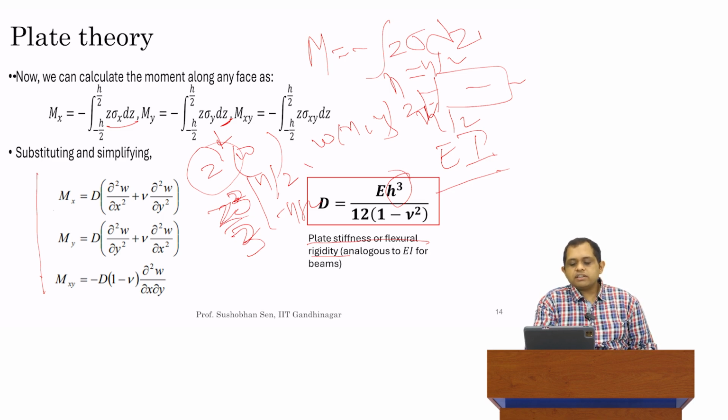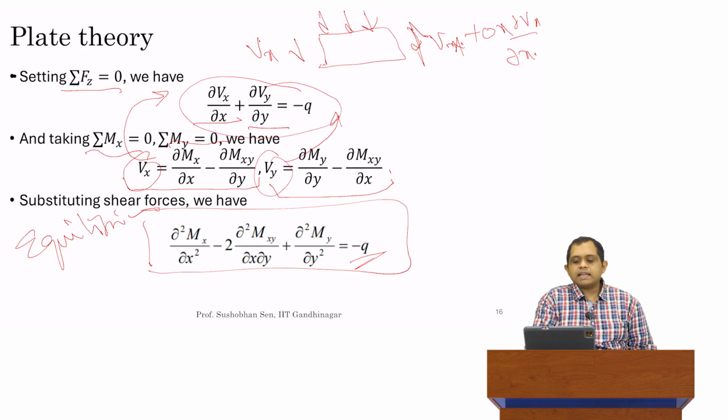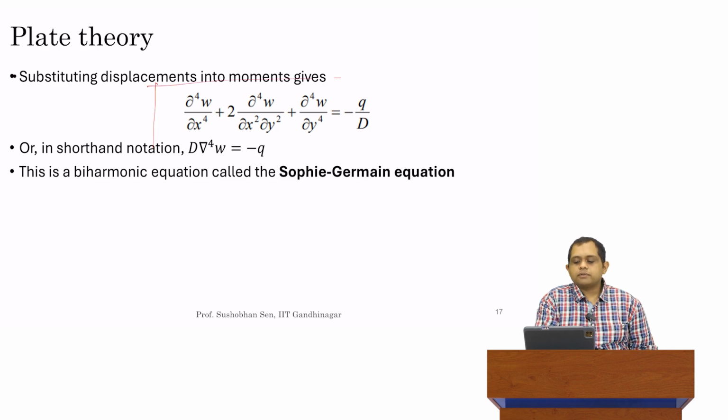But as we saw, we do have a relationship also between M and W. So if we substitute these relationships in, you will note here M is some second derivative of W, so second derivative of W with respect to x or y. And in the equilibrium relationship, we have a second derivative of M. So if we substitute those expressions here, we will get some fourth derivative of W. And that's basically this equation we get over here.